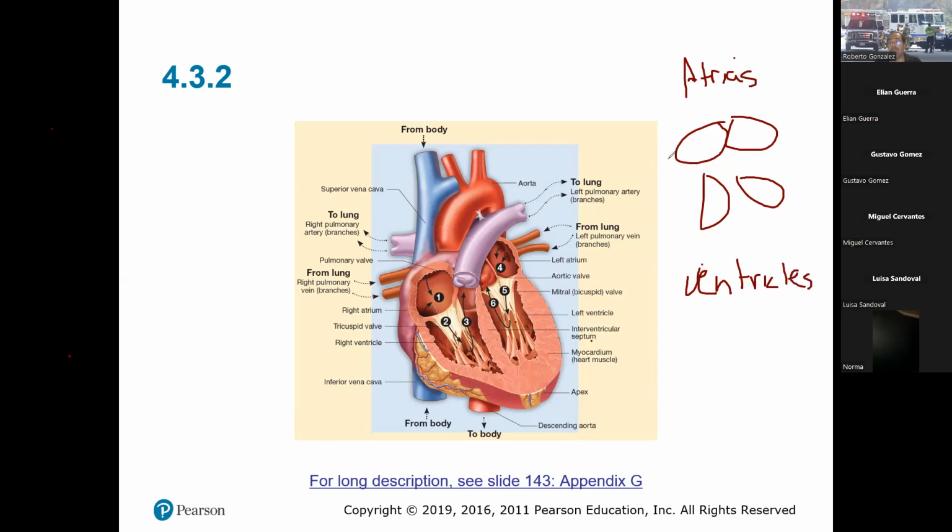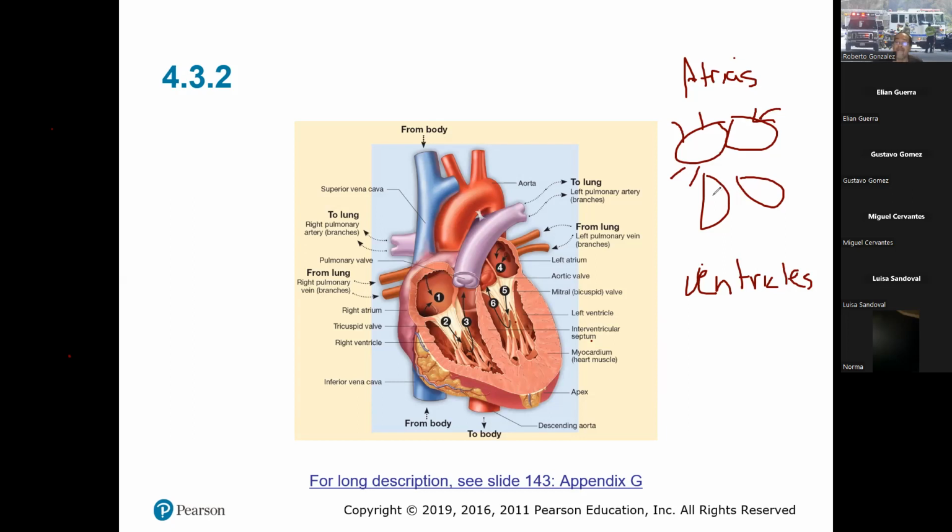So the upper 2 chambers are atria, and atria, by definition, receive blood. The right side receives it from the body through the vena cava. You have the superior and inferior vena cava. And the left side atria receives it from the lungs. The ventricles push blood out of the heart. So the atria receive it, and the ventricles push it out.